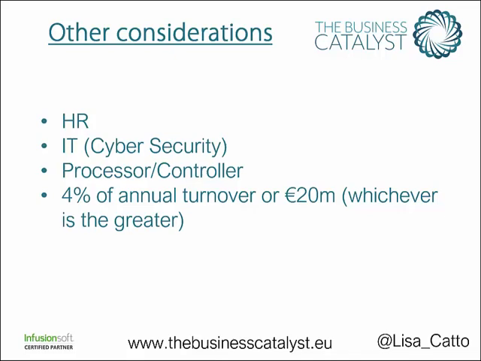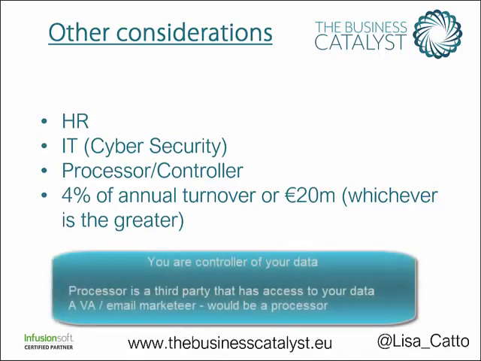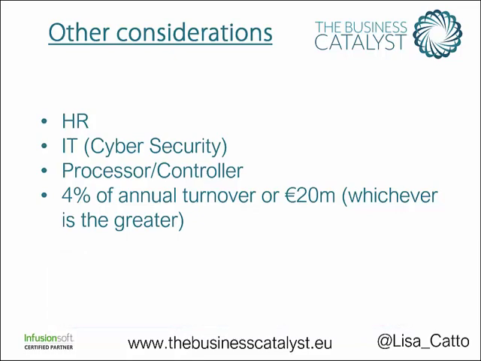There are two types of compliance. You've got processor and controller, the processor being a third party that is handling the data on your behalf, and the controller being you as the person who owns the data. So if you are found to be non-compliant, you can be fined up to 4% of your annual turnover, or 20 million, whichever is the greater.